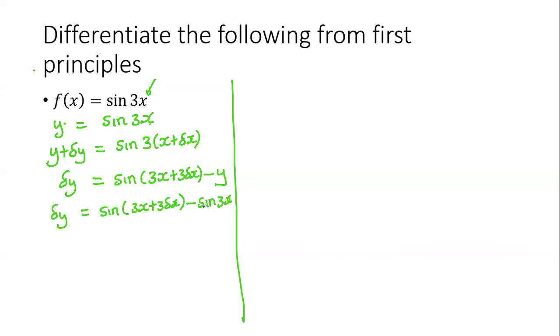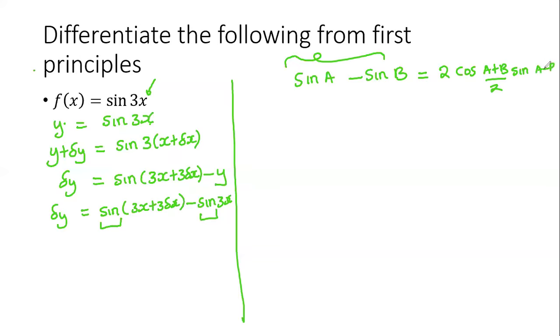Now, people who have not yet done the factor formula, look here: you have sine, and here you have sine. So when I have sine of A minus sine of another angle B, when you expand this, you end up with 2 cos of (A plus B) over 2 times sine of (A minus B) over 2. Have that one in your head.